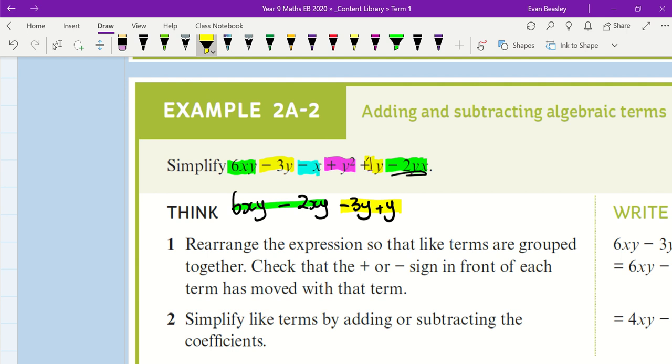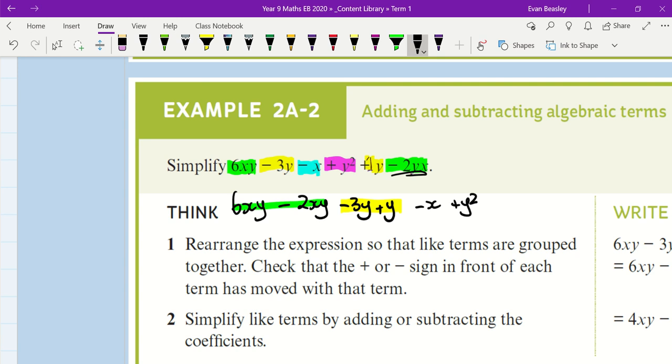So you may like to get a highlighter out when you're doing this. And then let's just look at the other two terms. Take x and plus y squared. Well, there are no two terms that are like x or like y squared. So now that we have grouped our like terms, we can perform the operation.